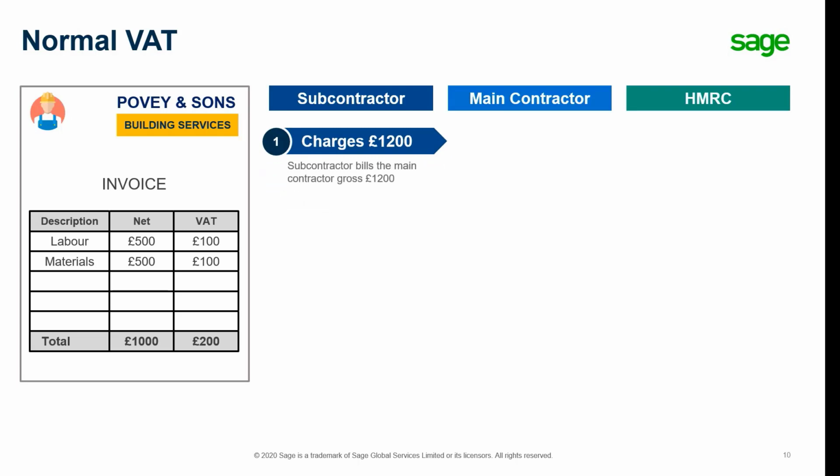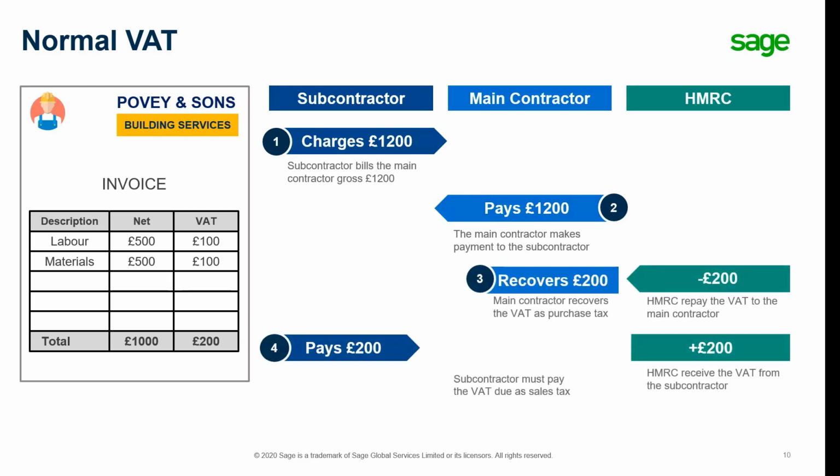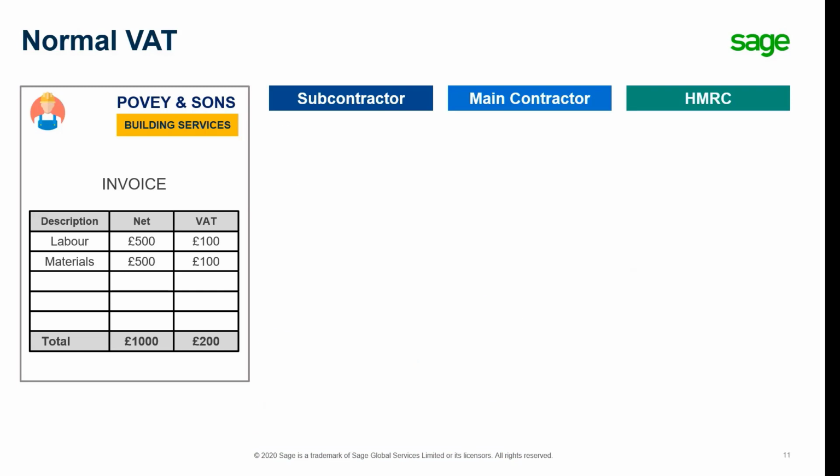So the first step is the subcontractor will charge £1,200 on their invoice. The main contractor will then make that payment to the subcontractor. The main contractor then recovers the VAT as purchase tax from HMRC, and the subcontractor will pay the VAT due as a sales tax. So the overall effect at HMRC is zero. Finally, the subcontractor will bank the £1,000 net value.